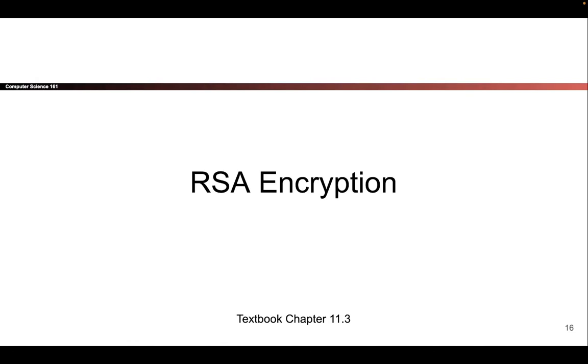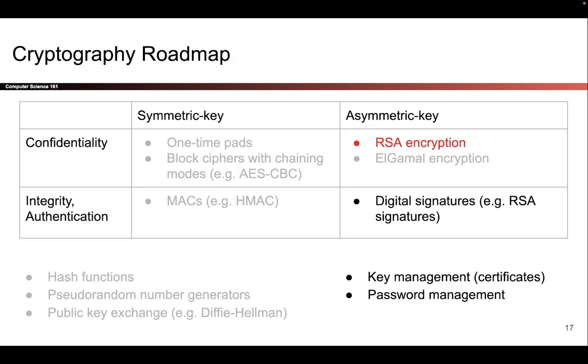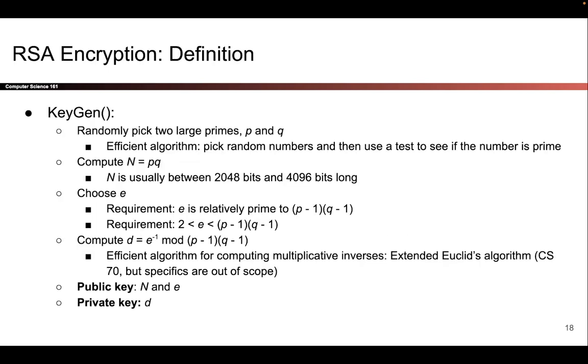The second public key encryption scheme we'll see today is RSA encryption. We're still in this top right box because we're still looking at schemes that provide confidentiality in the asymmetric key setting. So first, let me tell you how RSA encryption is defined, and then we'll talk about why it's correct.